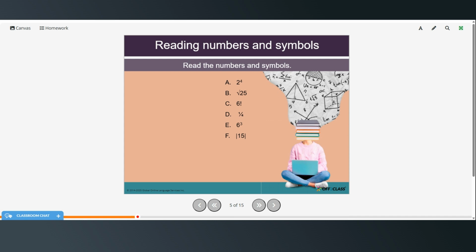Alright, see if you can read the numbers and symbols. Again, you could try this on your own and then restart to hear the answers.